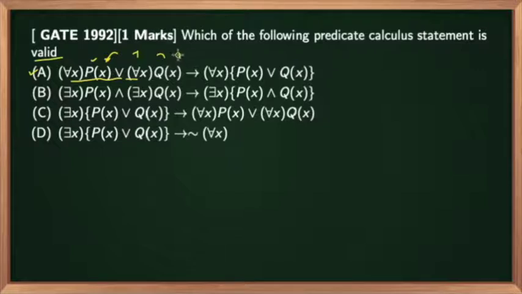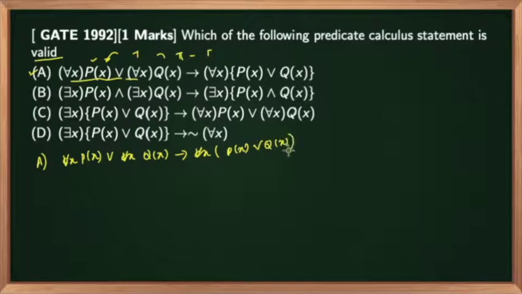So we cannot have a situation like true implies false, and the answer should be A. Anyway, let's look at a little more detail, maybe we'll see how to break it. Choice A says for all x P of x or for all x Q of x implies for all x P of x or Q of x, right? So we need to have true implies false, right?